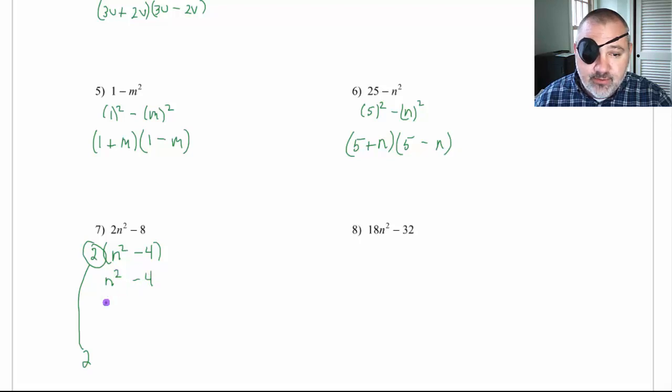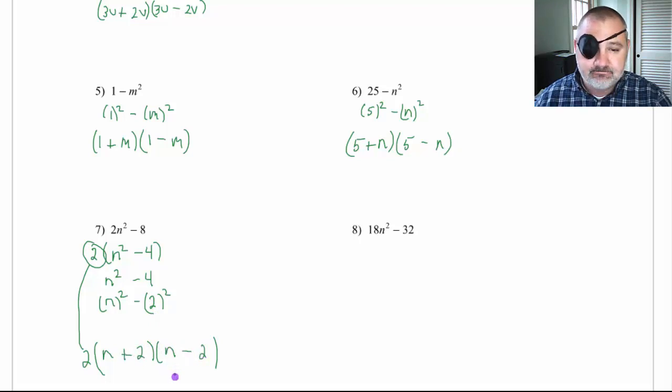Is n squared a perfect square? It is. We will square the n to get n squared, and we will square 2 to get 4. So this difference of 2 squares here factors into, and I'm just going to put it next to the 2, n comes first in both cases. This 2 comes second in both these cases, and I write a plus and a minus.